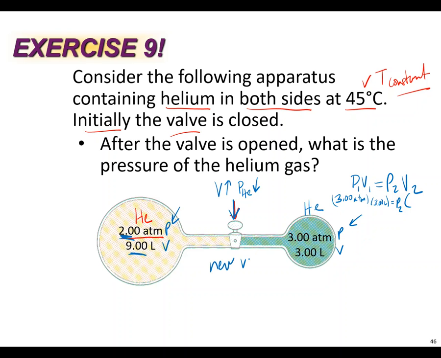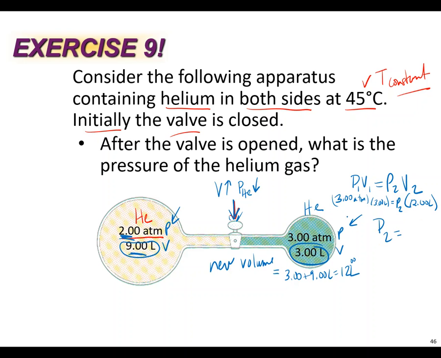What is going to be my new volume when I open that valve? I have 3 liters over here. I have 9 liters over here. So my new volume is going to be what? This valve is now open. Gas is flowing either direction. So yes, my new volume is going to be the 3 plus the 9. That gives me 12 liters, or 12.00 liters.